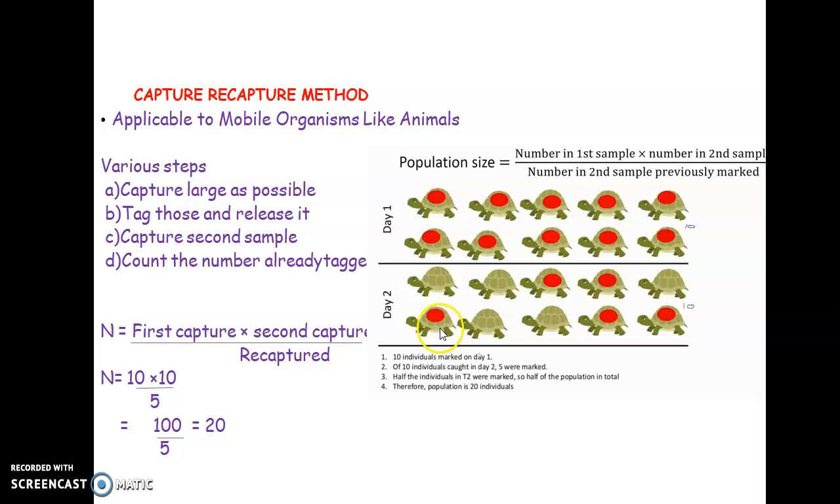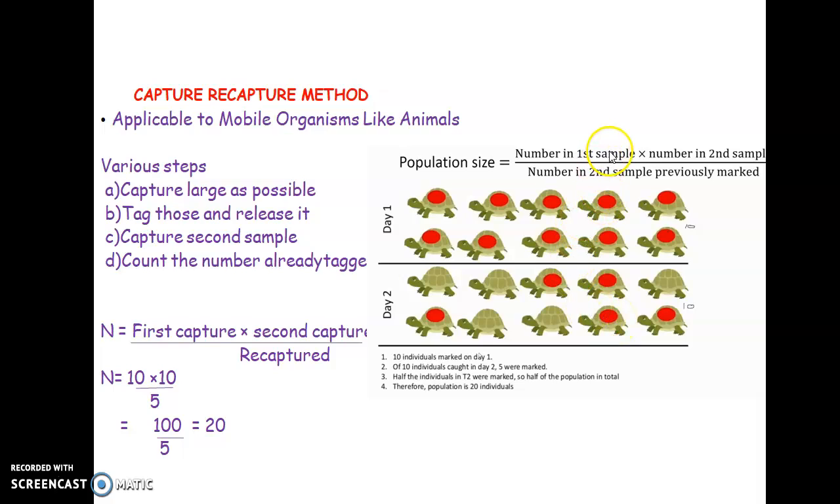So on the second day, we got only 5 marked tortoises from the marked individuals that we marked on the previous day. The first day we marked 10 tortoises, but on the next day we got only 5 marked tortoises. So how can we calculate the population size?